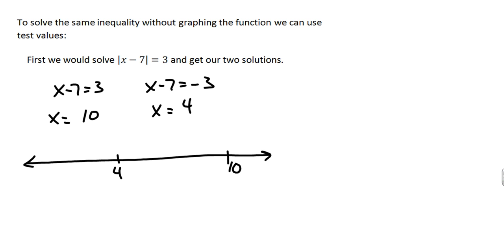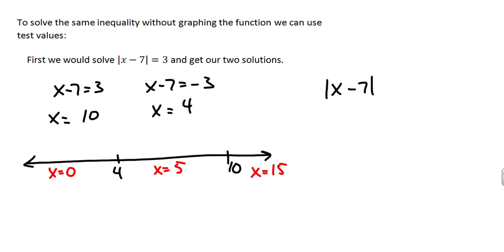So a number smaller than 4 would be, say, 0, or 1, or negative 23. Pick any number smaller than 4. Pick any number between 4 and 10. I like 5. It's a nice number. And then I want a number in this last interval greater than 10. So maybe the number 15. And what I'm going to do is take each of these red numbers, these test values, take it to my original inequality, and see whether or not it makes the original inequality true.